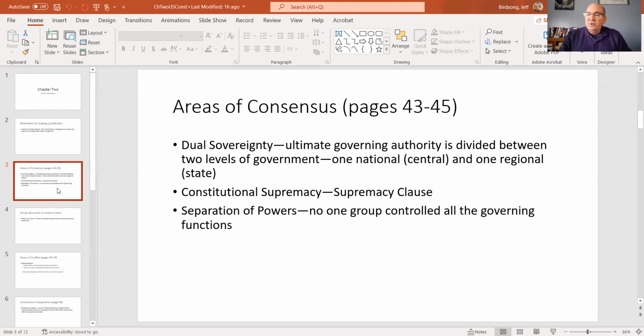But there would also be constitutional supremacy. And so that's the supremacy clause, that the Constitution would be the supreme law of the land. All institutions, all levels of governing authority are to follow the Constitution. And there's also a separation of powers. No one group controls all the governing functions. So no one branch of government, no one individual within a branch of government. That is certainly the goal. And these are areas that were in consensus at the making of the Constitution, Philadelphia, 1787.